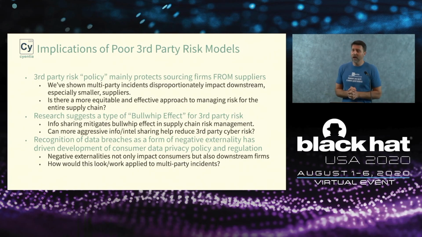And that's where I wanted to sum up implications of poor third-party risk models for this last slide. There's a few takeaways. First, third-party risk policy mainly protects sourcing firms, the large enterprise buyers, from the typically smaller suppliers in their supply chain. Most of the time, that's what it's set up for. You give them a questionnaire or you assess their security, but that's mainly geared toward protecting the sourcing firm rather than protecting the suppliers. But we've shown in this research that those downstream organizations, those smaller suppliers, are certainly at risk from their upstream sourcing firms. But they're not protected in any meaningful way by policy or many controls.